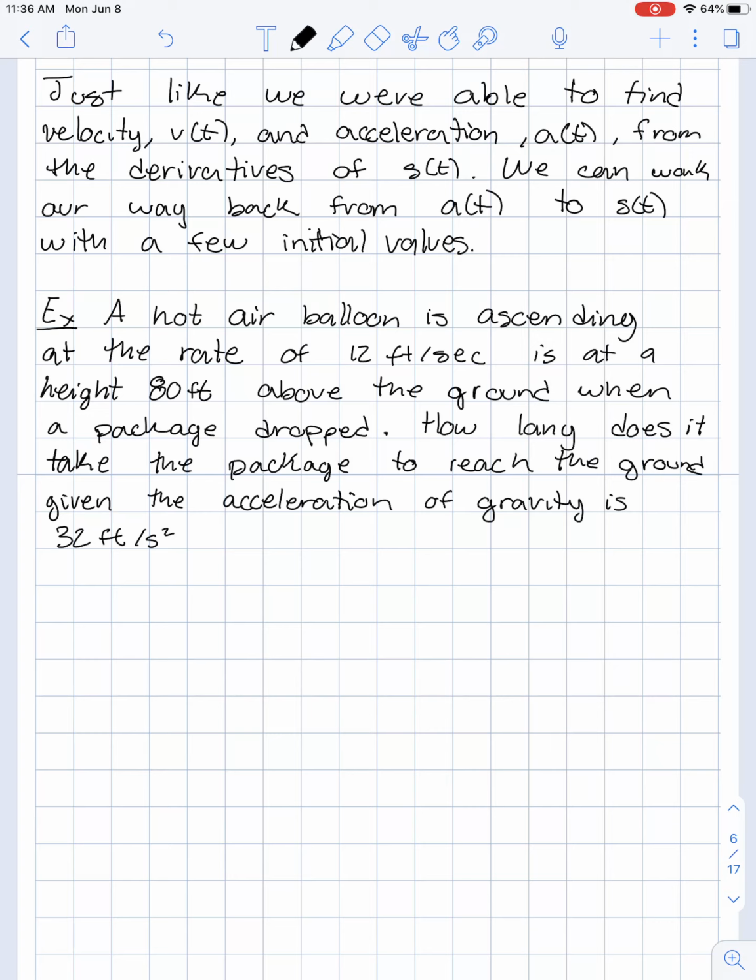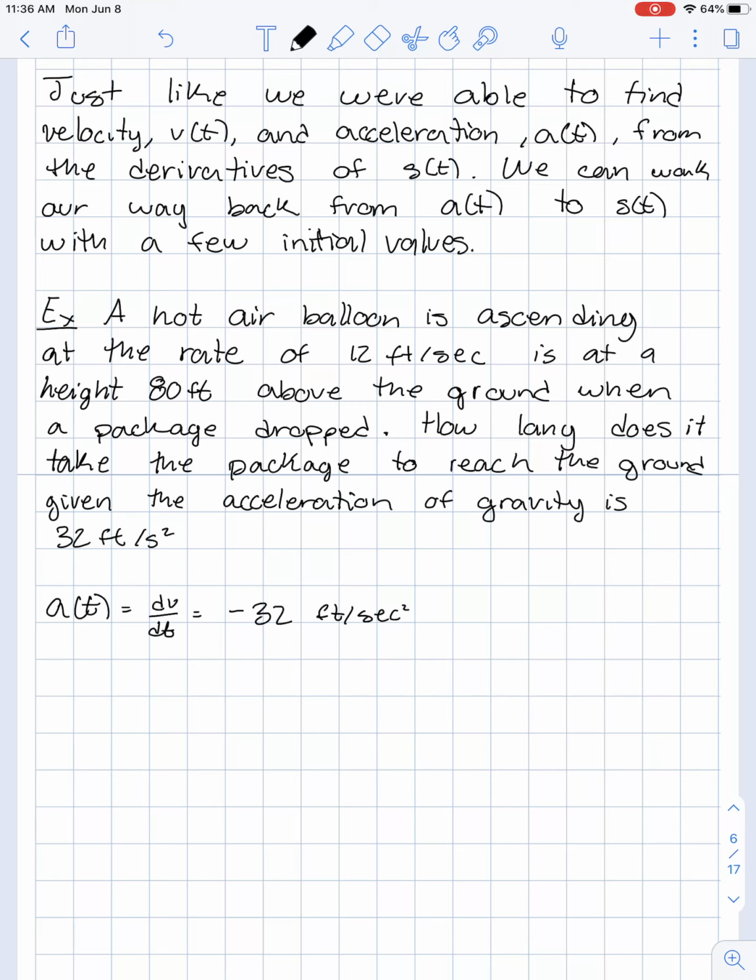All right, and we're going to assume that there's no other factors on the package, like air, friction, whatever. So we can write that our a of t, which is also the derivative of velocity with respect to t, is 32. But remember, the package is falling down towards the ground, so it's going to be a negative 32 feet per second squared. Okay?